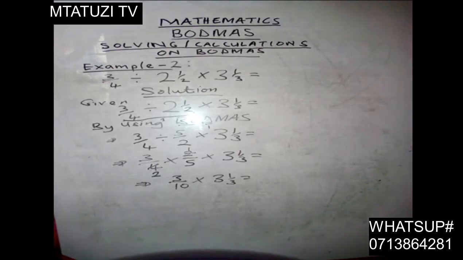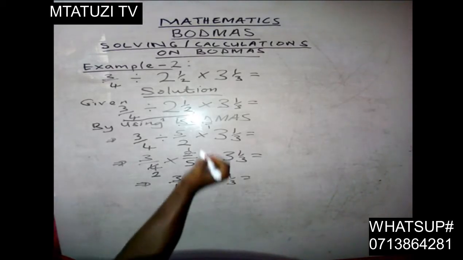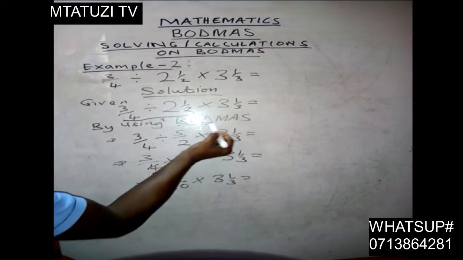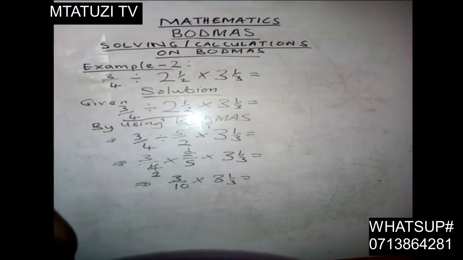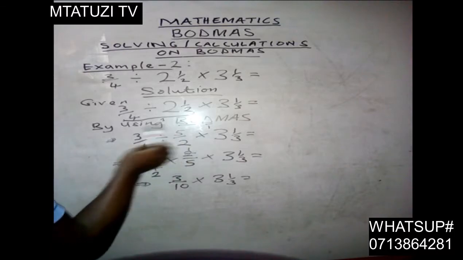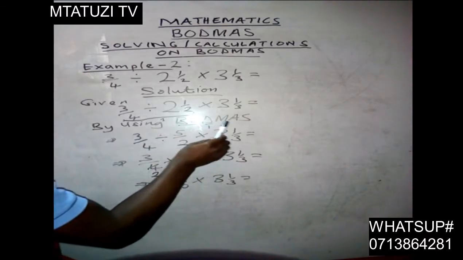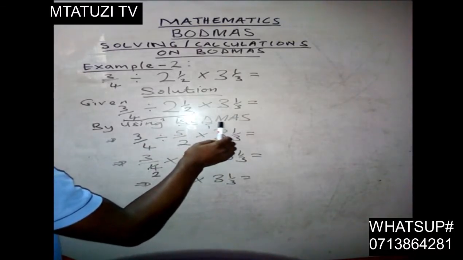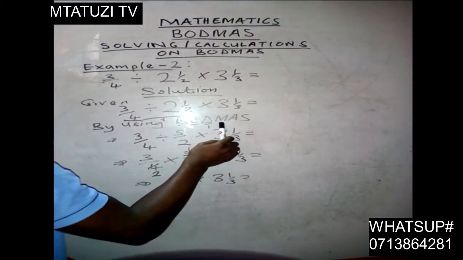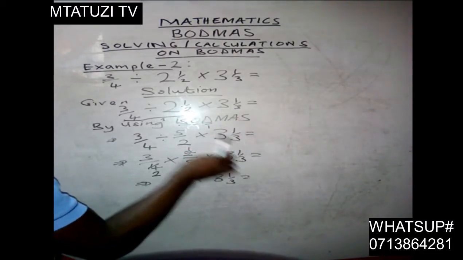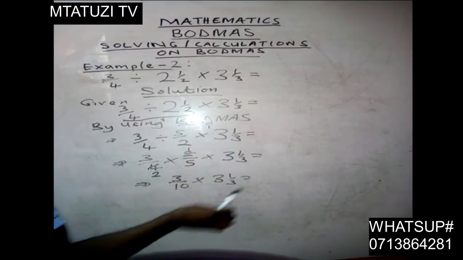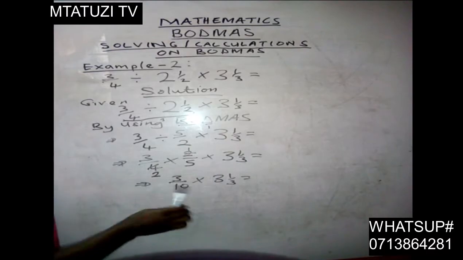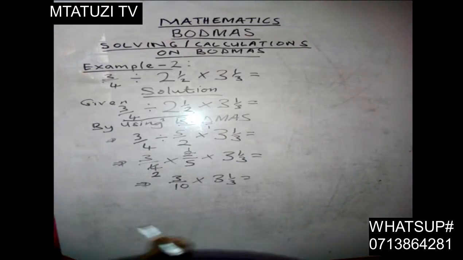We have started dealing with division. And then what follows next is multiplication. We have to multiply there. In this question there is no addition and no subtraction. So the last operation in this question will be multiplication. Now let us finish with multiplying those numbers.